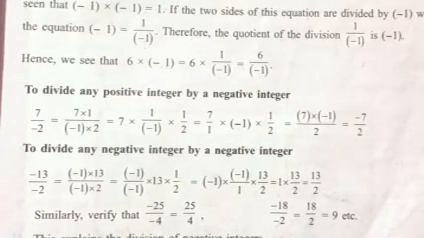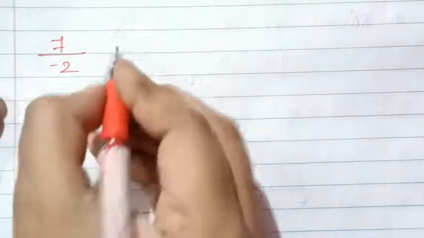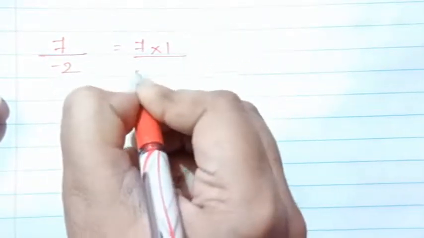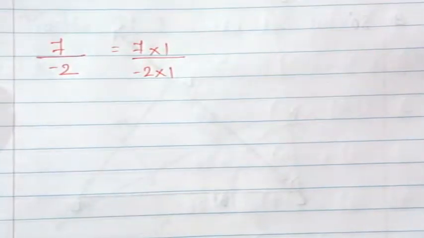We are supposed to move the negative sign from the denominator to the numerator. How to do that, I will explain now. See here, it is given 7 upon -2. So we have to make the numerator negative and denominator positive. The first step is that we will multiply by 1, that is 7 ones are 7 and -2 multiplied by 1. Is that clear?